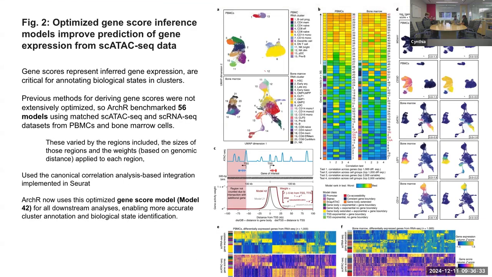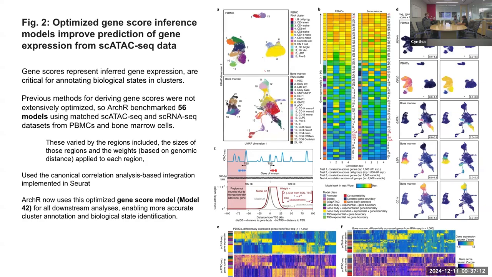And well, here in this figure, Figure 2, is just to show optimized gene score inference models that include prediction of gene expression. I just want to mention the gene scores represent the inferred gene expression that is critical to identify clusters. So they rank here in panel B a lot of methods to compute this process and try to identify what is the best that we can implement in the tool.